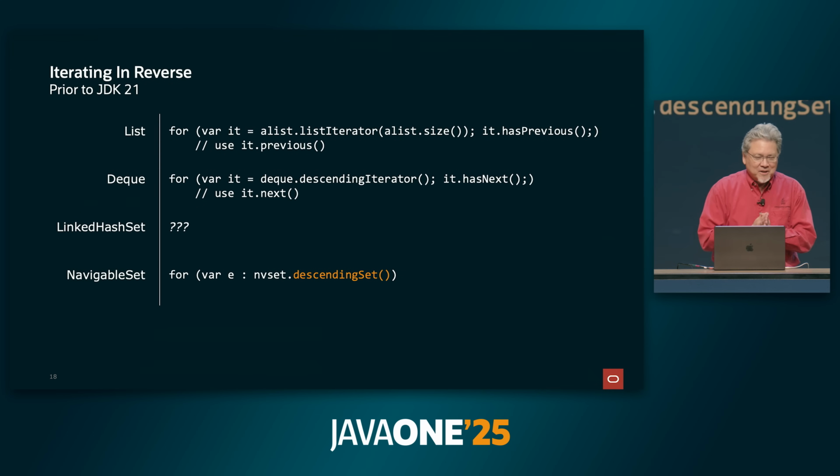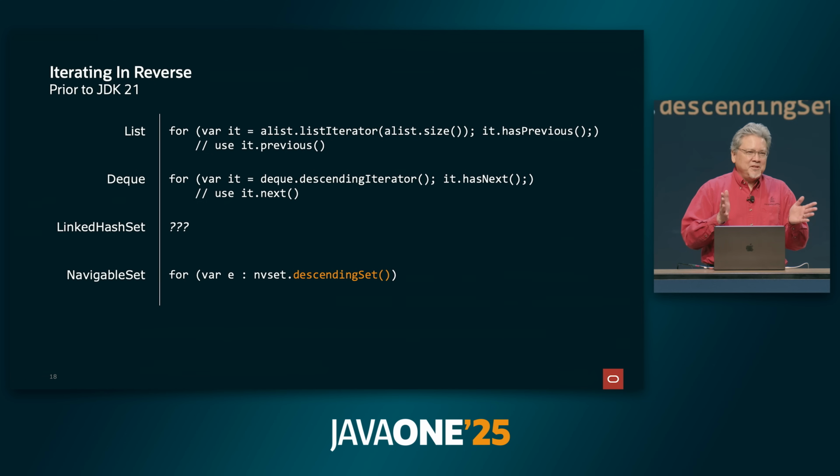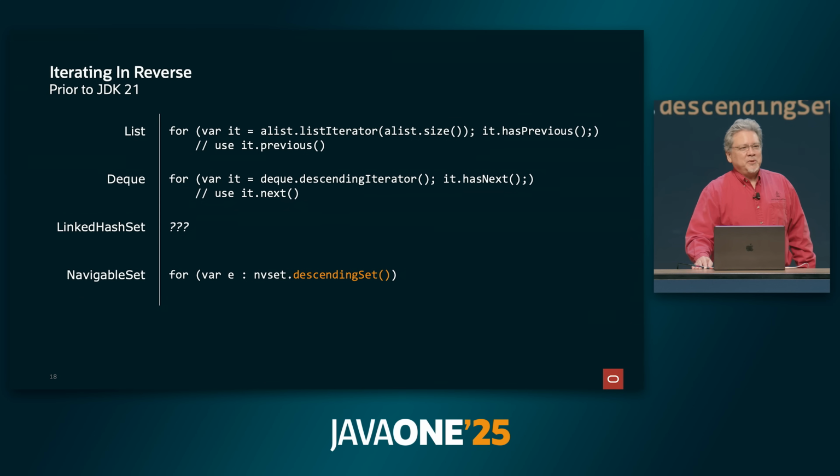Okay, so now, iterating in reverse. Iterating in reverse is one of those things you don't use that often. But when you need to iterate in reverse, boy, is it a pain. And sometimes you do need to. So how do you iterate a list in reverse?